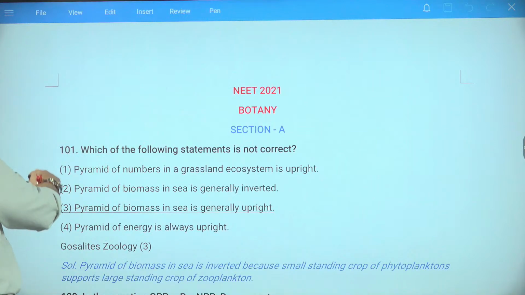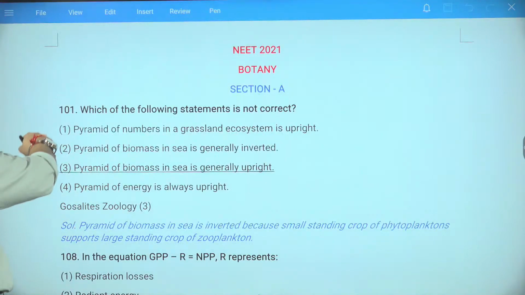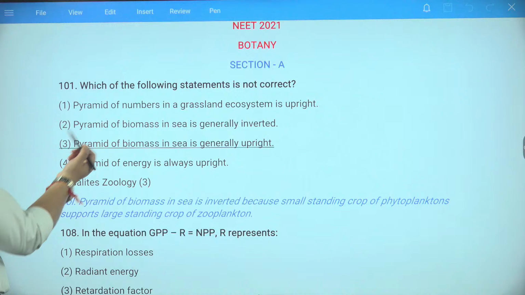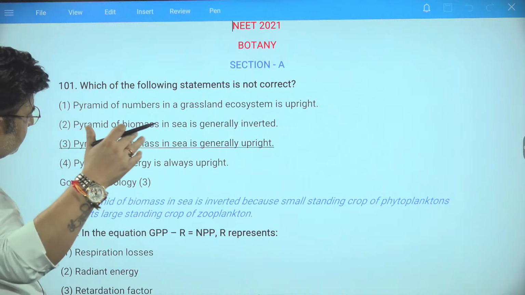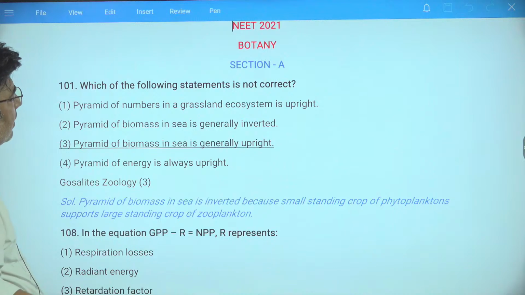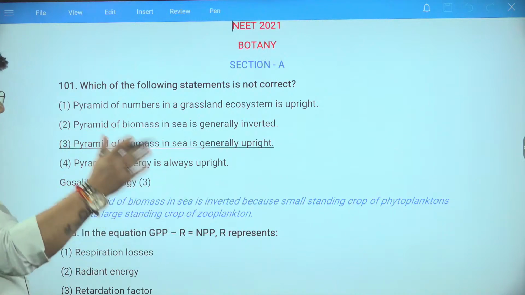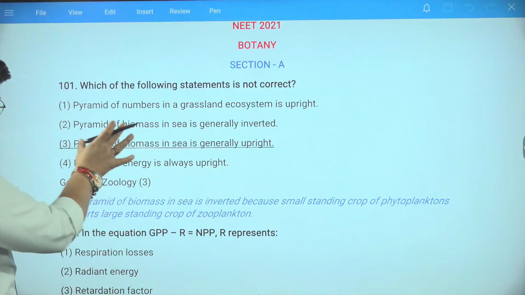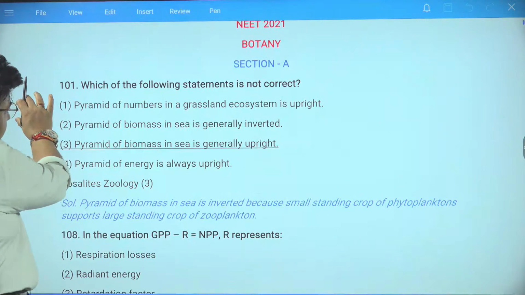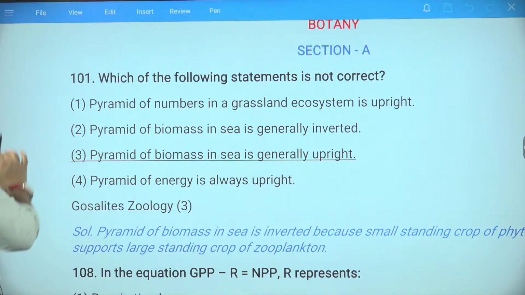Now, in the botany portion, some questions of botany are in the zoology syllabus of Andhra. Since I have been here in Andhra for the last 5+ years, I am also taking them in zoology only. Let us do this. Which of the following statements is not correct? Find out the incorrect one.